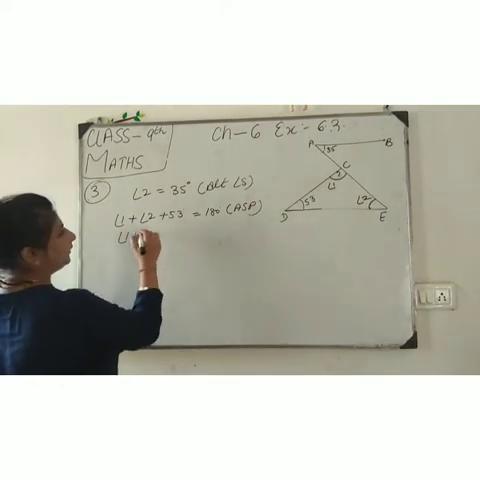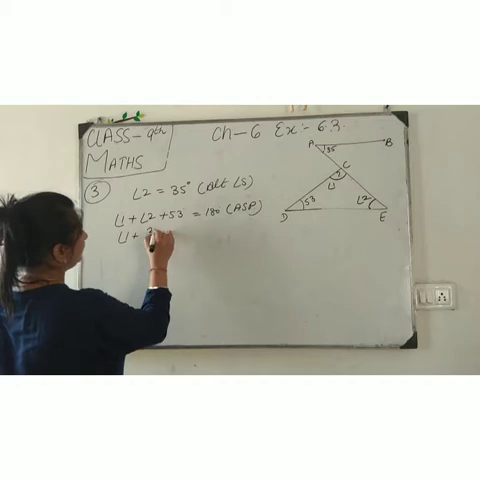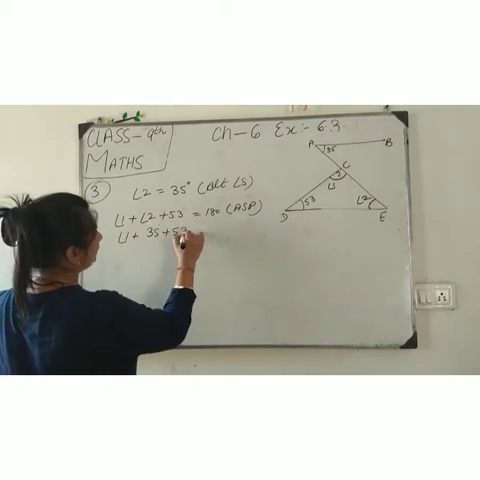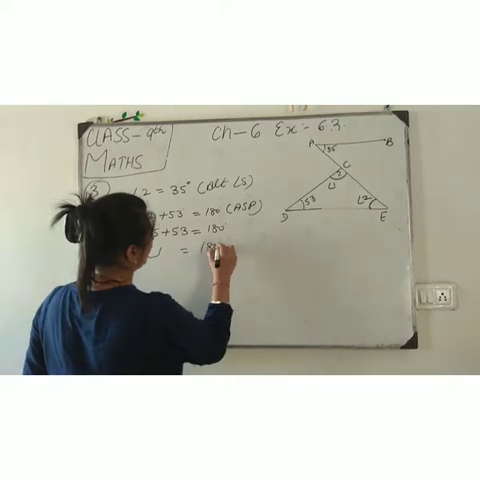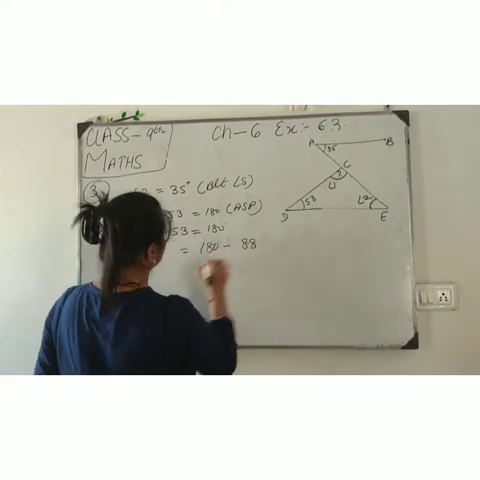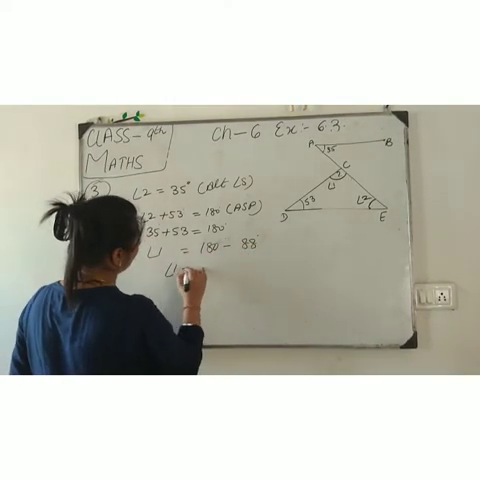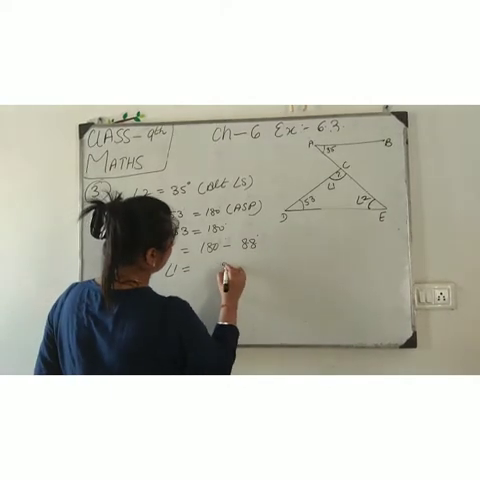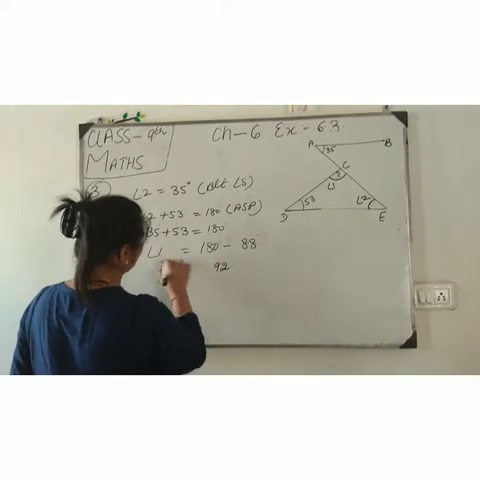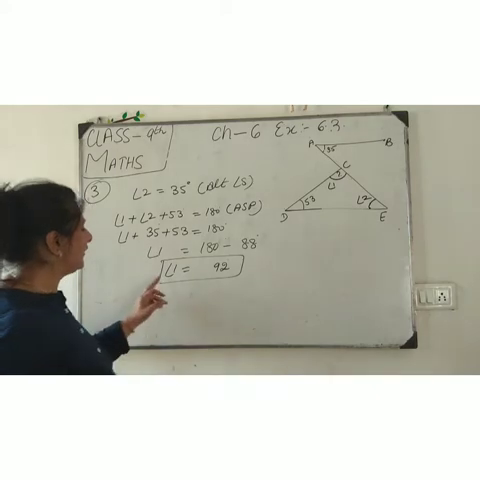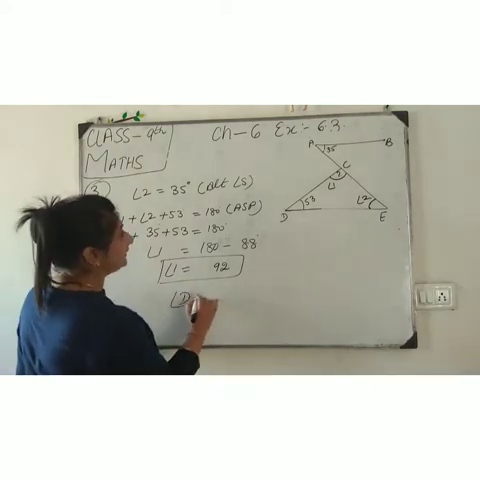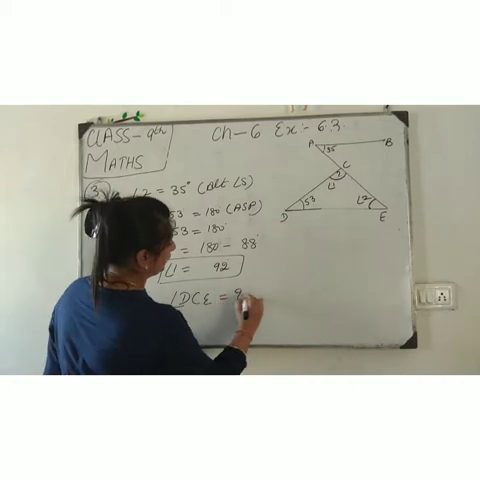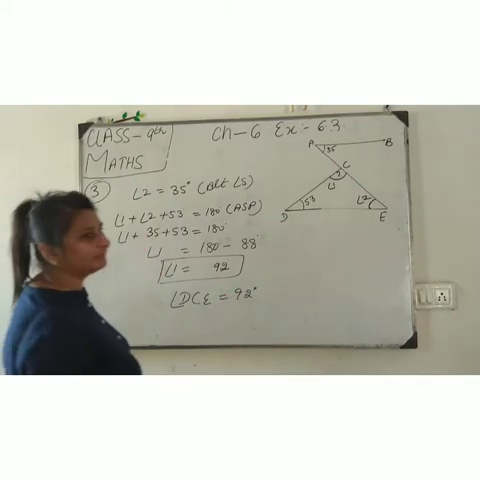Angle 1 we don't know. Angle 2 is 35 as above, plus 53, equal to 180. Angle 1 equal to 180 minus 88 degree. Angle 1 equal to 92. So the value of angle 1 is 92. So you write angle DCE equal to 92 degree. Hence proved.